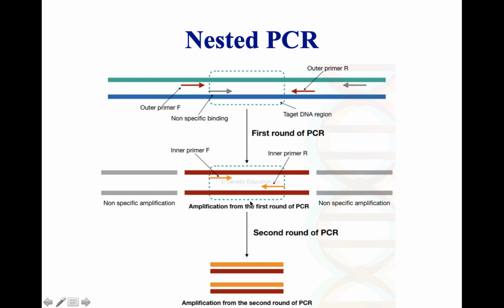By the use of the two sets of primers in the nested PCR, we are specifically amplifying the target region in the sample, and by doing so we are avoiding non-specific amplification in the second round of the PCR. In the second round, the specificity is much more increased. So this is the principle of the nested PCR.